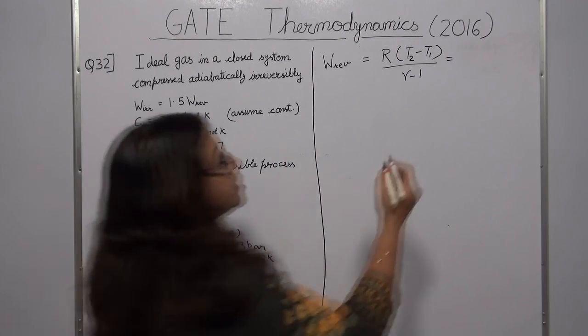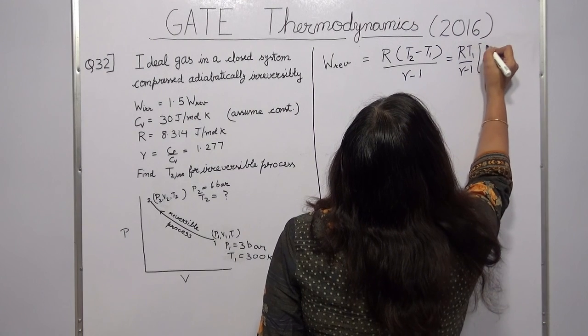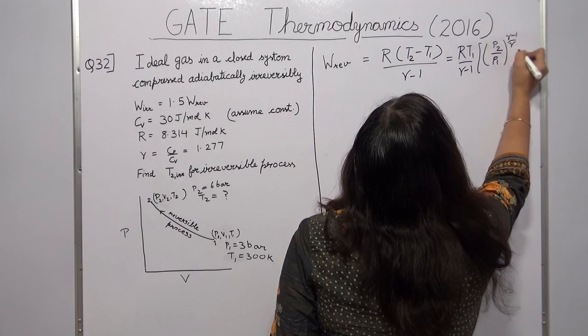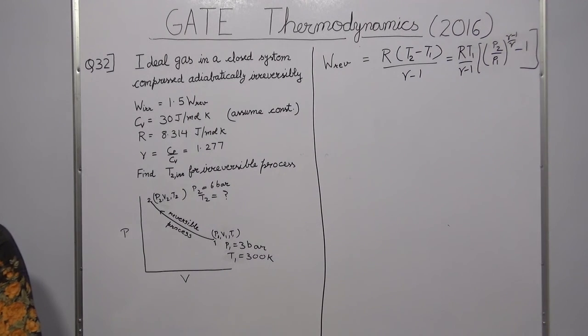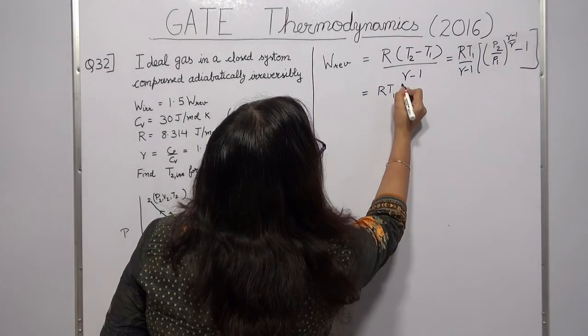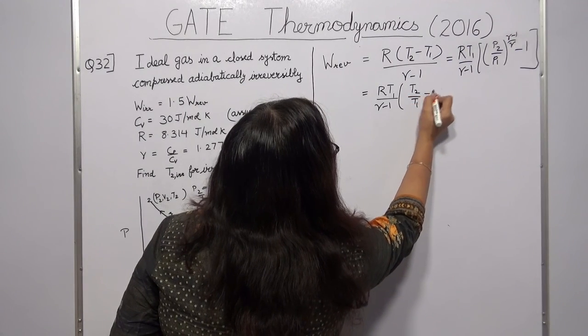That equation takes the form of R times T1 upon (gamma minus 1), times [(P2 upon P1) raised to (gamma minus 1) upon gamma, minus 1], the whole thing in bracket. If you can remember this equation, it is fine, but I will quickly derive this from our starting equation. Let's say I am going to take out T1, so R T1 upon (gamma minus 1) times (T2 by T1 minus 1).